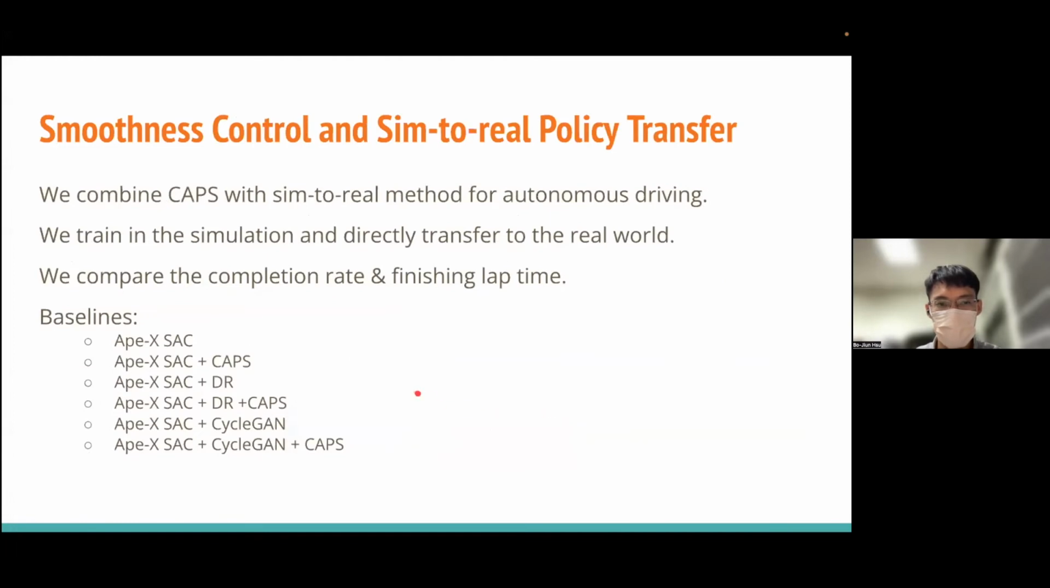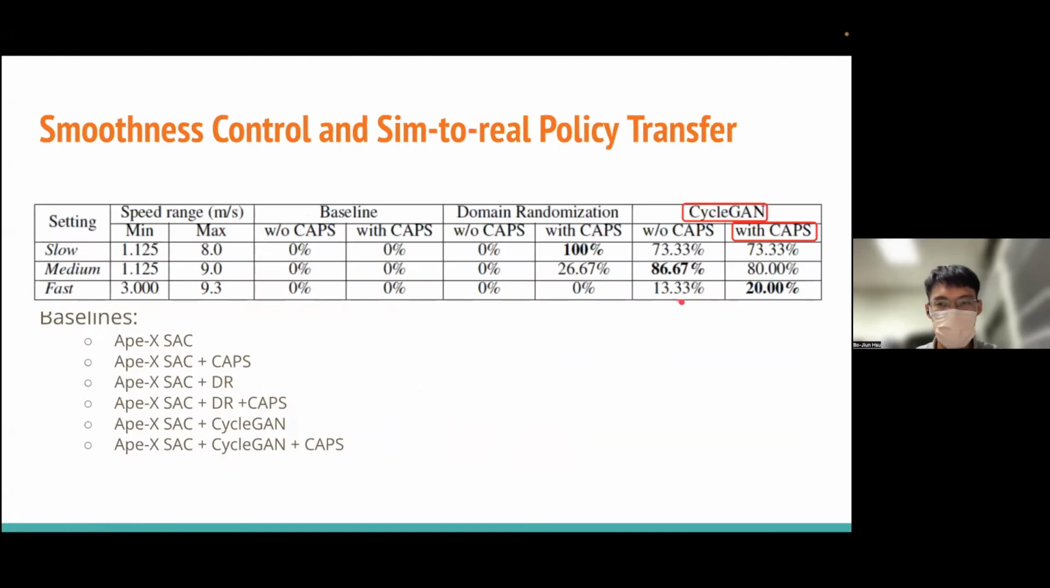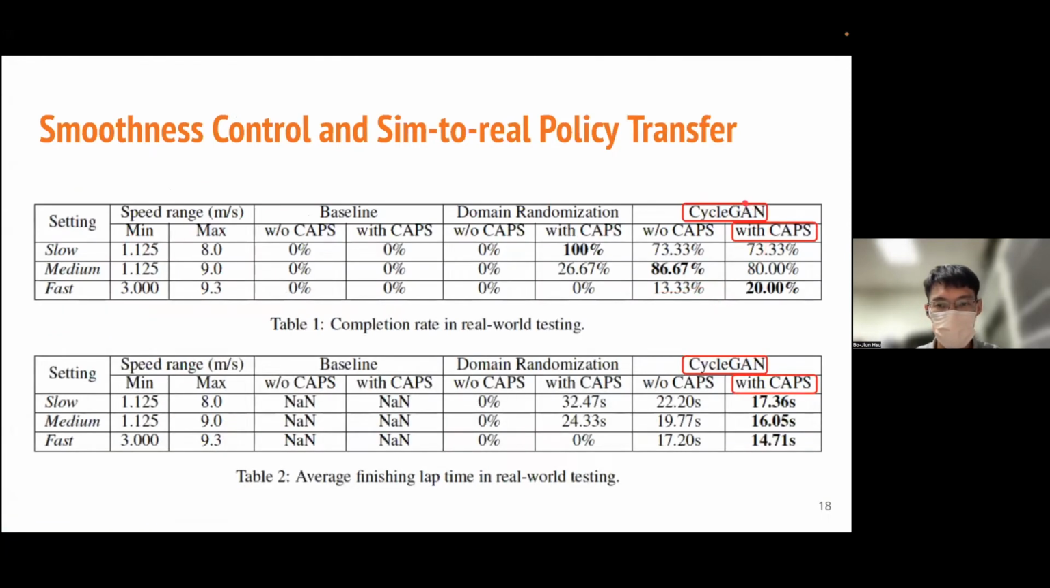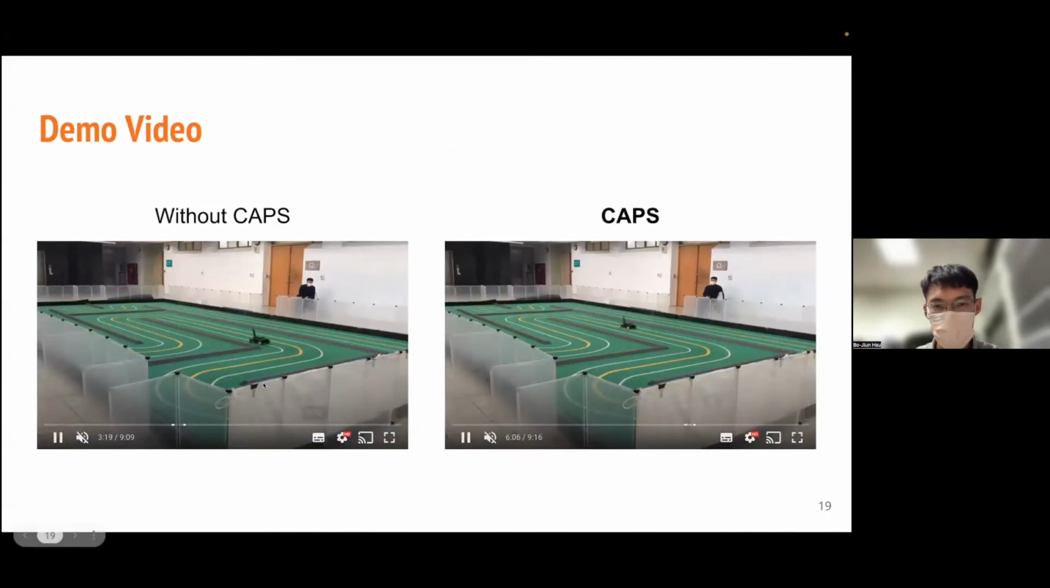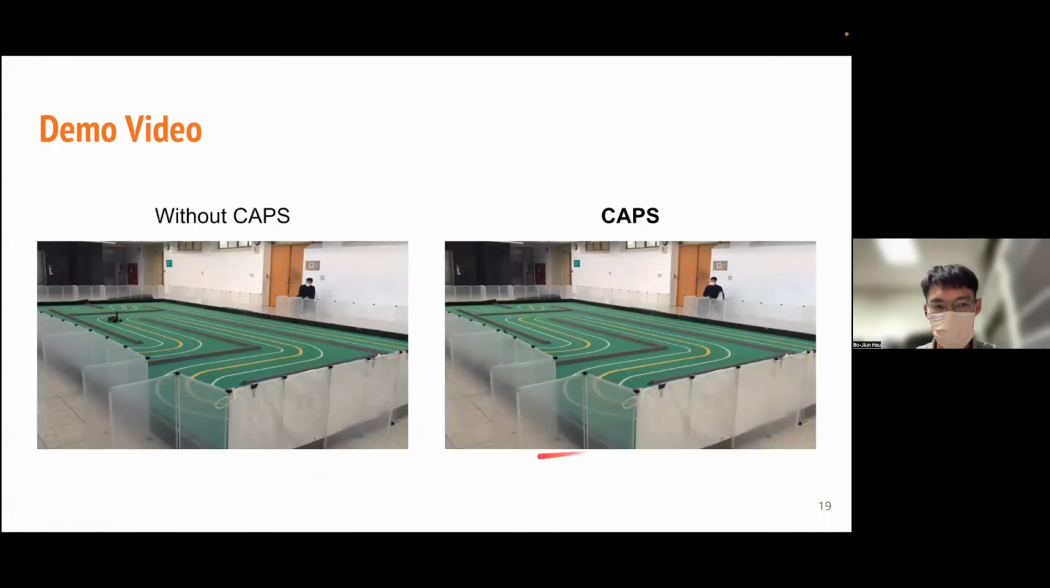We implement two sim-to-real methods, domain randomization and CycleGAN, and use them in our experiments. We train the agents in the simulator and directly test in the real world. We can see that CycleGAN has a faster speed than domain randomization. By using CycleGAN and CAPS together, we can get the best finish lap time. The video on the left is the result without CAPS, and the right is the result after using CAPS. As you can see, compared with the result without CAPS, the jerkiness of the model is reduced.